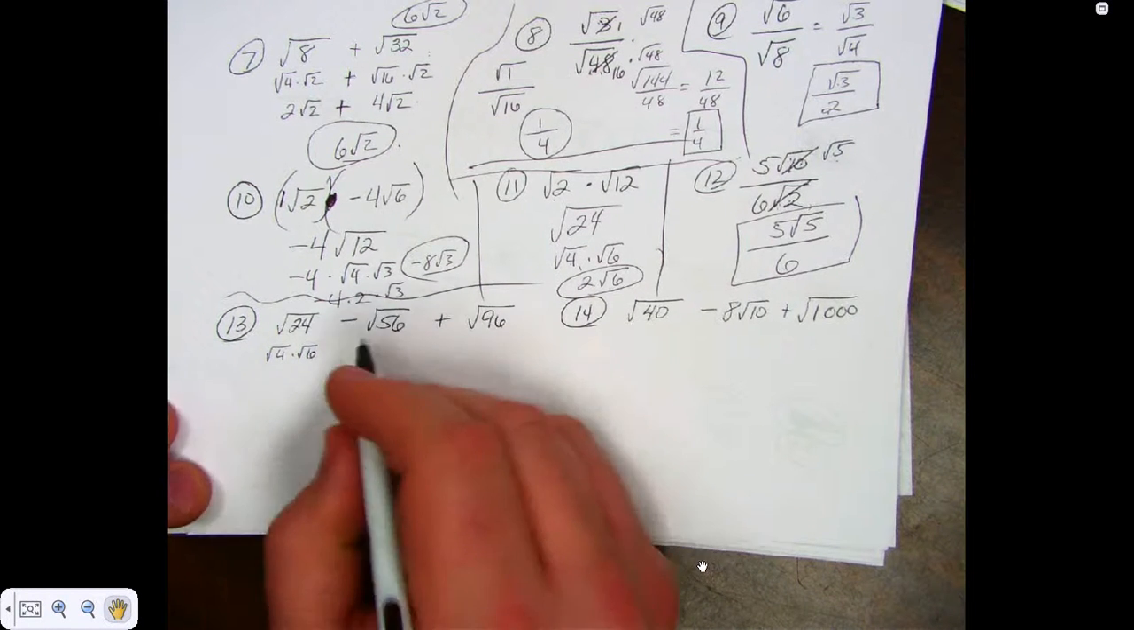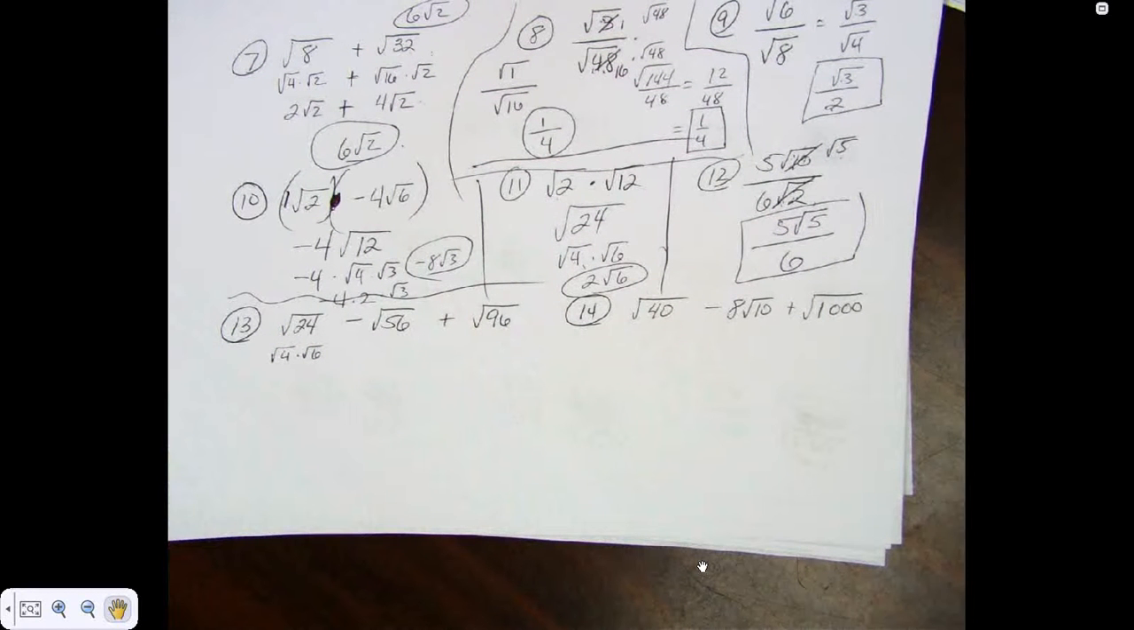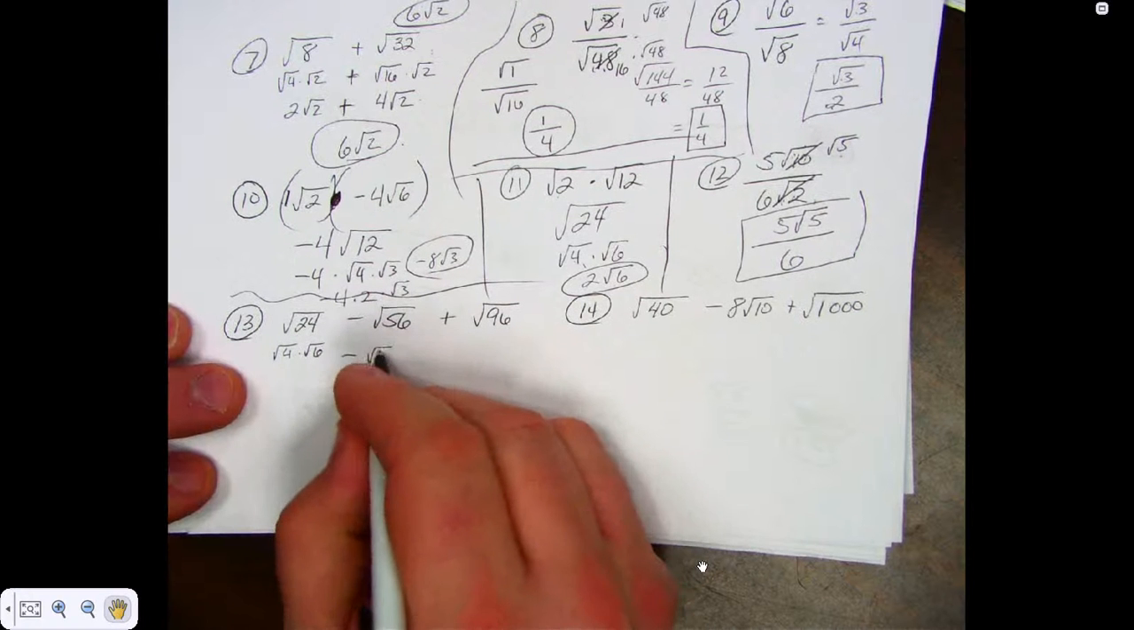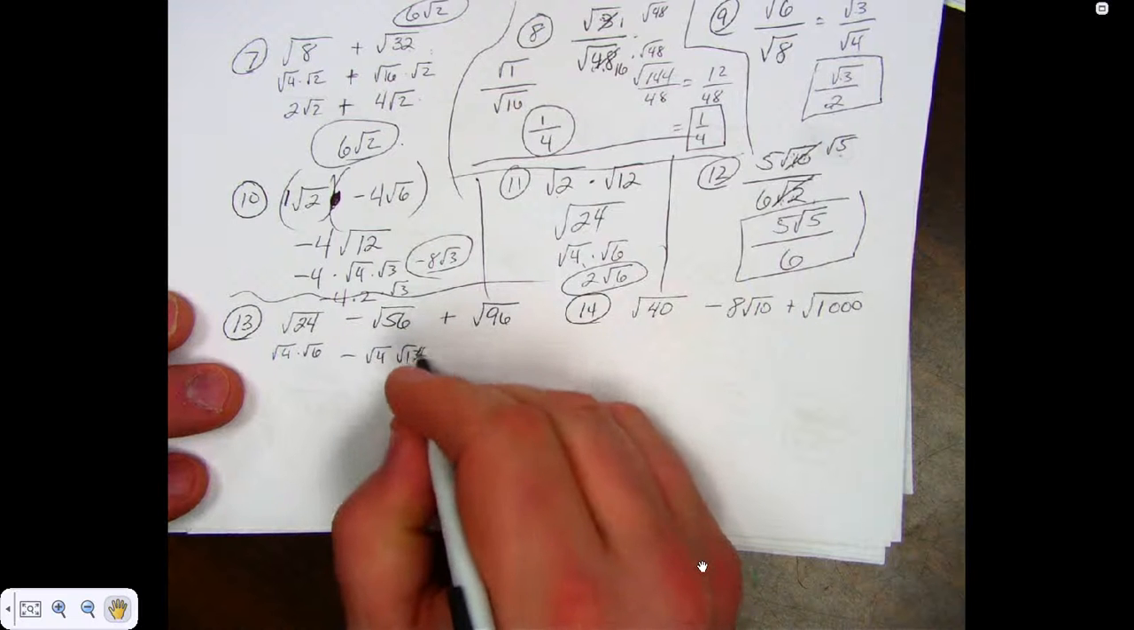Now here, will any perfect squares go into that? Half of that is 28. 25 won't go into it. Will 16 go into it evenly? No. Will 9 go into it evenly? Will 4? Square root of 4 times square root of 13, isn't it? No, 14.